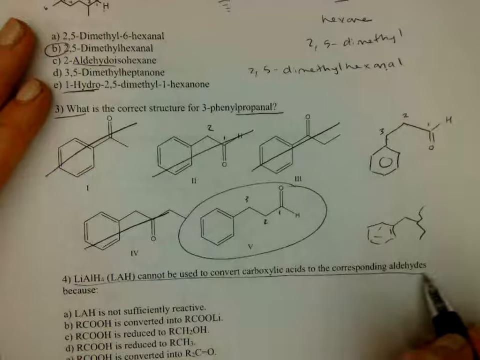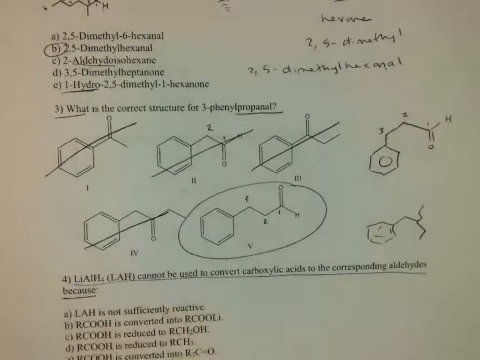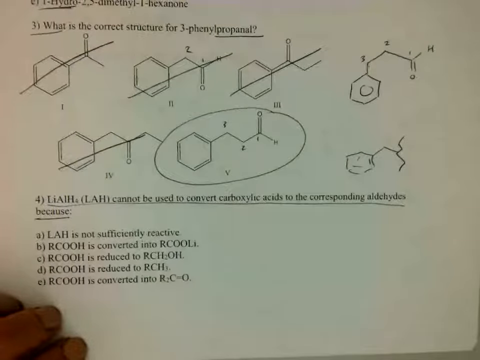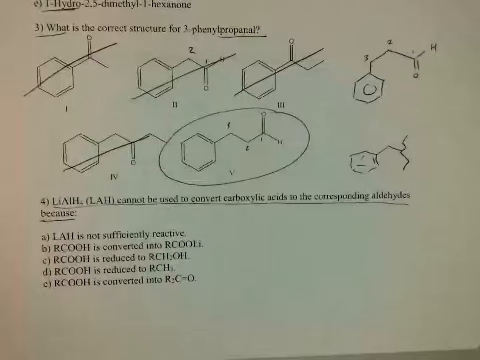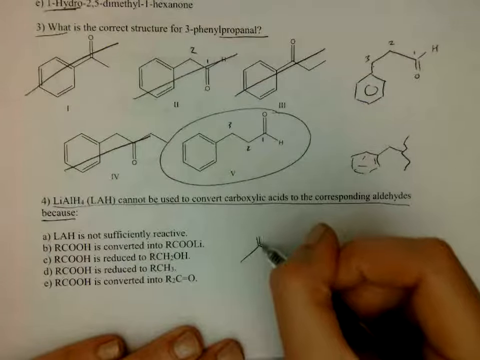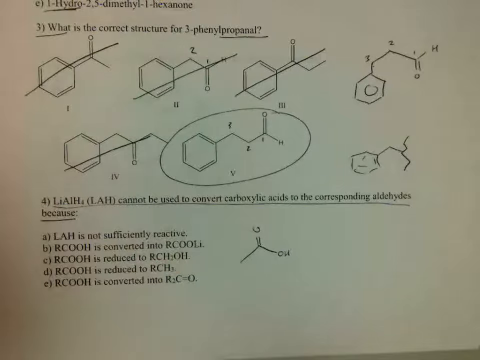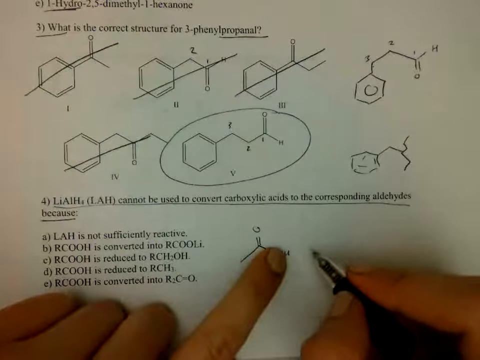LAH cannot be used to convert carboxylic acids into the corresponding aldehydes because, okay, LAH is a really, really good reducing agent. So LAH is going to take a carboxylic acid, and it's going to first eliminate this oxygen right here.